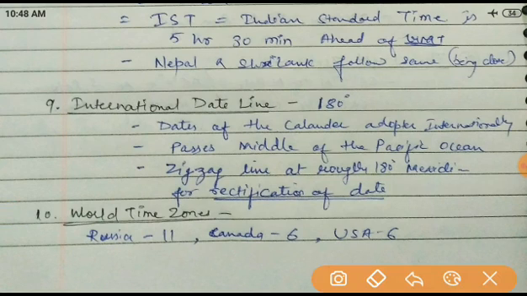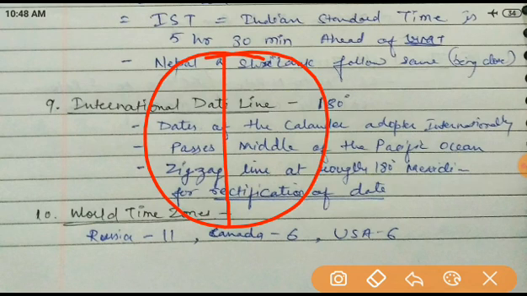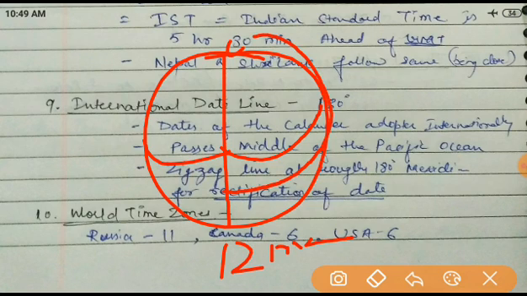How? Now see, this is the 0 degree, here decreasing, here increasing. So if I'm decreasing, here it is 12 noon, so here 11, 10, 9, so obviously the time here is 12 a.m.